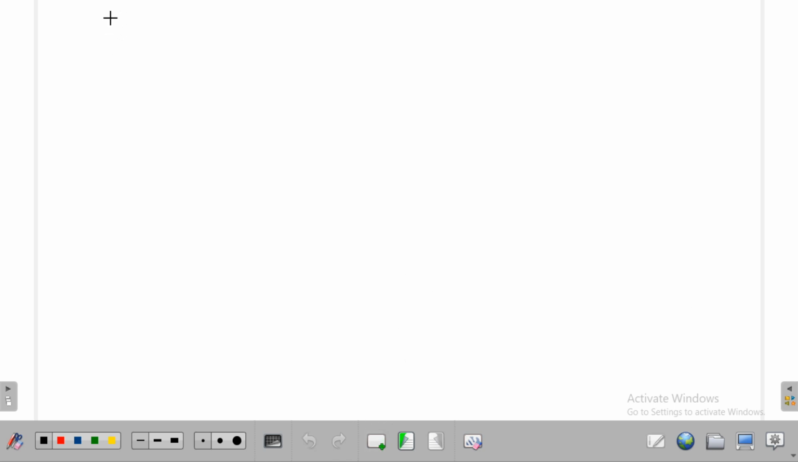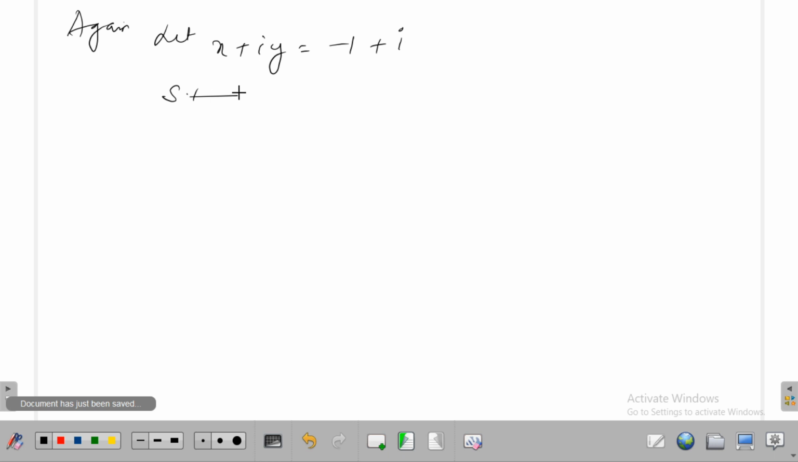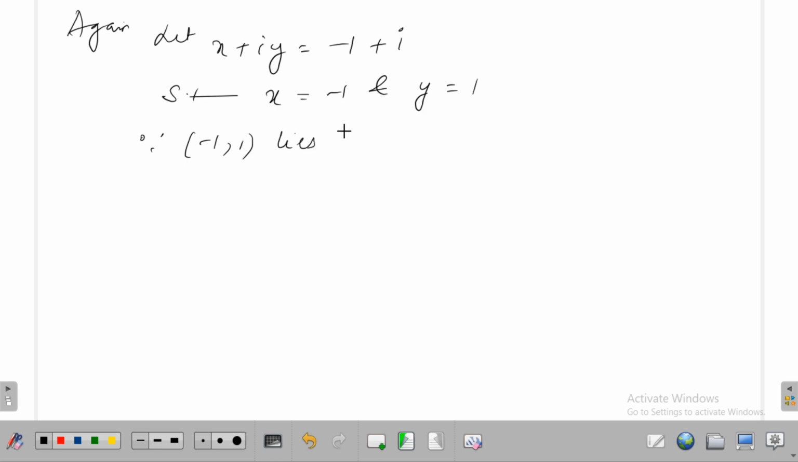So if I have to find the value for theta, I have to consider, right? So I can say again, let x plus iy is equal to minus 1 plus i. So that means the value for x happens to be minus 1 and the value for y happens to be 1. So since minus 1 comma 1 lies on, now again go back to your note, see the first one, and then it lies on your second quadrant. So if it lies on your second quadrant, that means the value for theta is nothing more than pi minus tan inverse y by x.